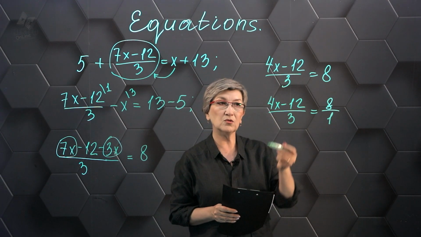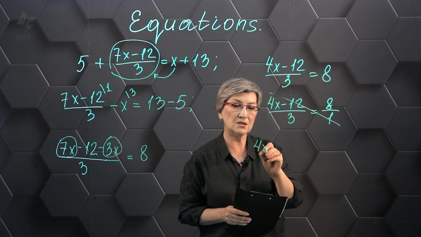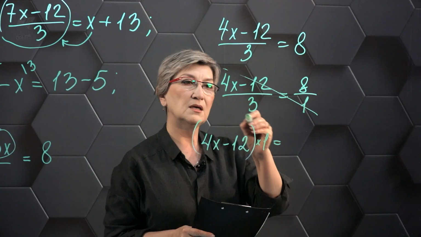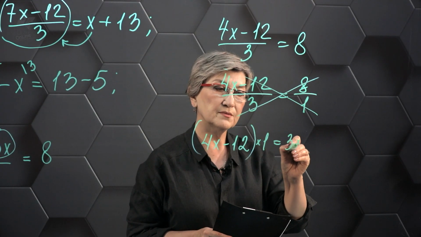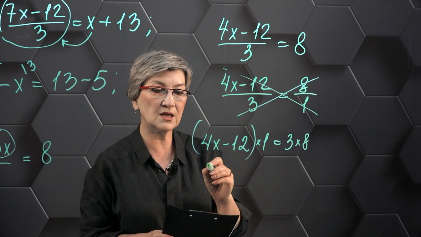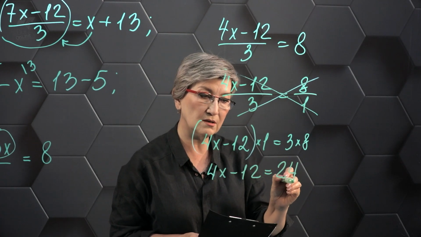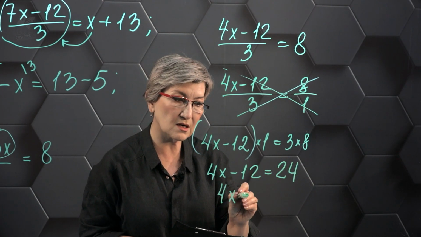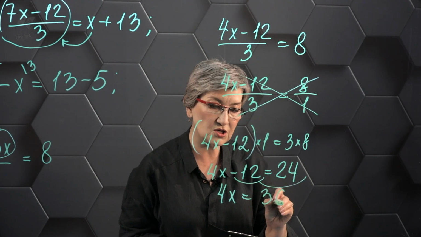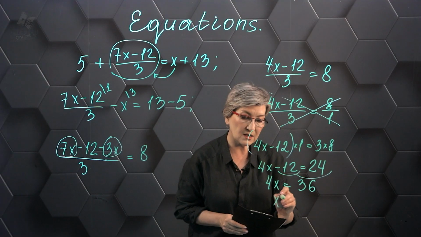And by the rule of proportions, we have to multiply 4x minus 12 by 1 and 3 times 8. The result is, when we multiply our expression by 1, that leaves 4x minus 12 equals 24. Now 4x equals, minus 12, move it to the right side. This will be 24 plus 12, which is 36, and then x equals 9.